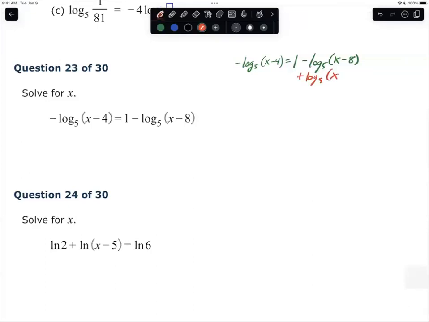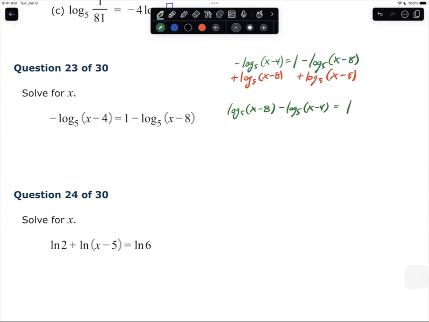We want to get all the logs on one side and everything else that is not a log to the other side. That's one approach. I'm going to write the positive log first. So I'm going to write log base 5 of x minus 8 minus log base 5 of x minus 4. I like to write the positive one first so we can see which one's positive and which one's negative, which tells us which is going to go on top and which on the bottom. Okay, so next, what do I do?